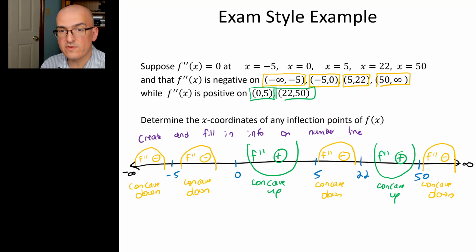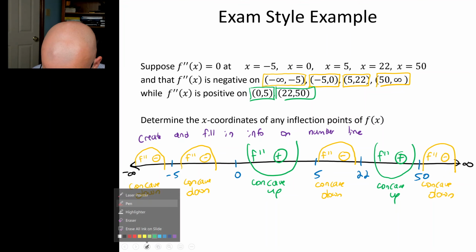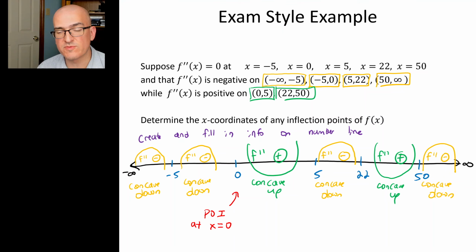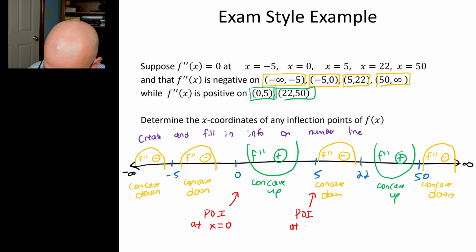Now we have to look for inflection points. Wherever it changes concavity, there's going to be an inflection point. So we can say there's a POI at x equals 0, but not at x equals -5. At -5, it's same concavity on both sides. There's another inflection point at 5. There's another inflection point at 22. And there's another one at 50.